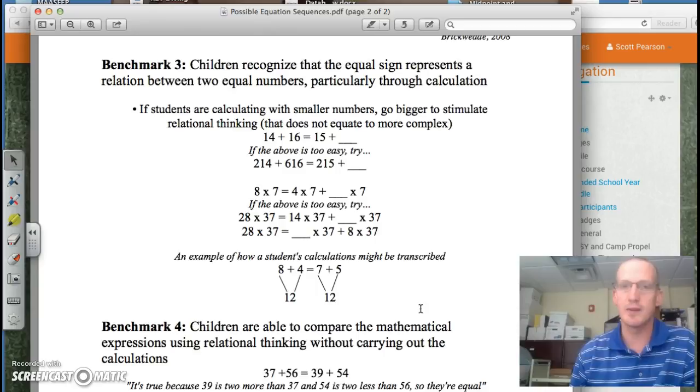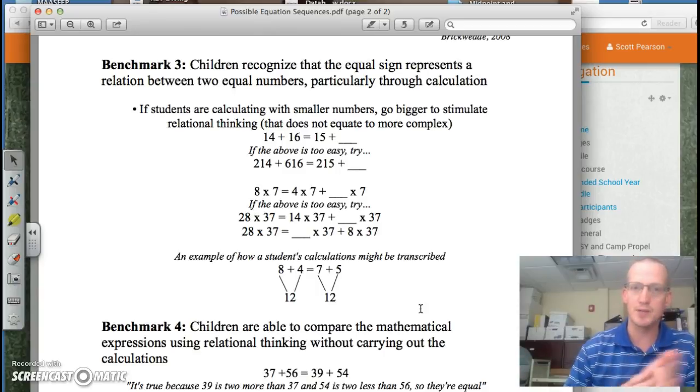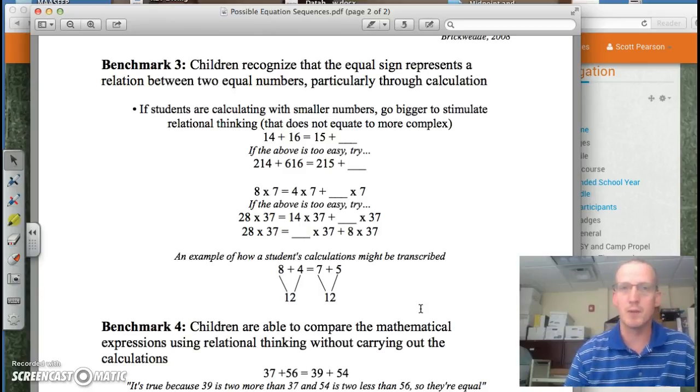So if you're looking at 14 plus 16 equals 15 plus something, do the kids know that that has to be 15? How do they solve it? Do they add the 14 plus 16 and get 30? What we want to do is start making the kids have relational thinking as they're going on to both sides. So if we look at the problem underneath it, 214 + 616, how can you use that top equation to help you with the bottom one?